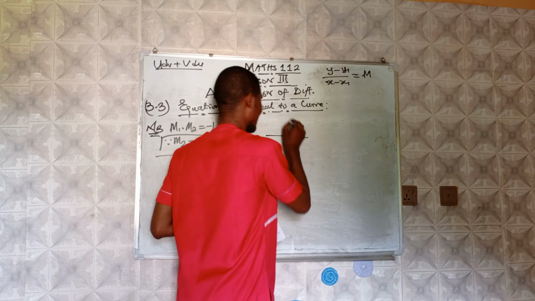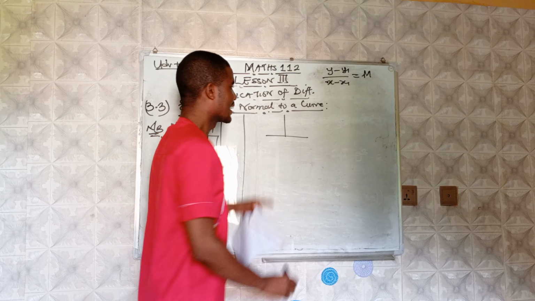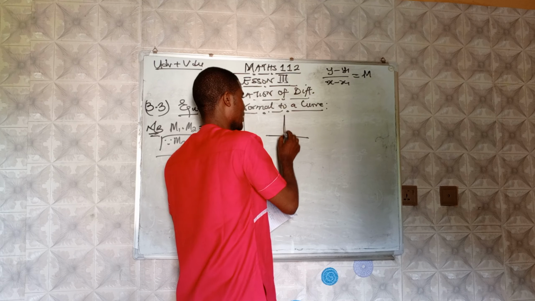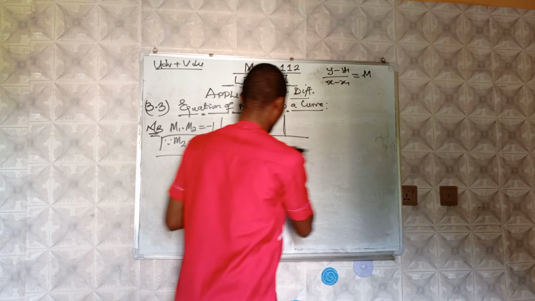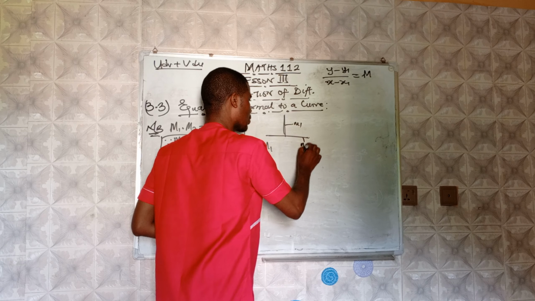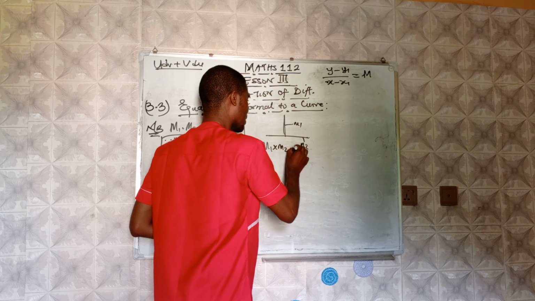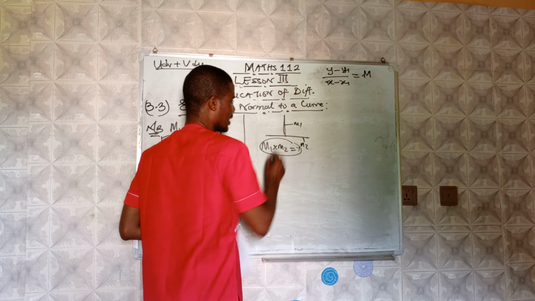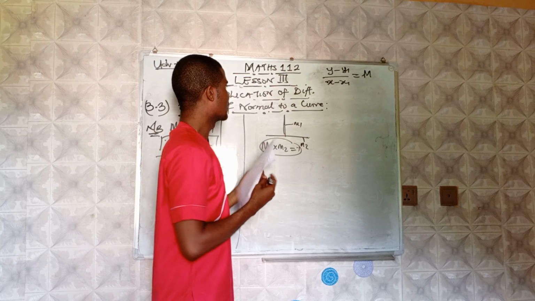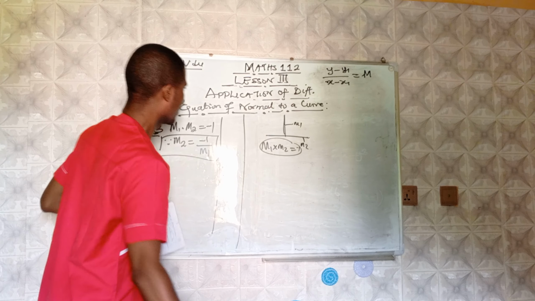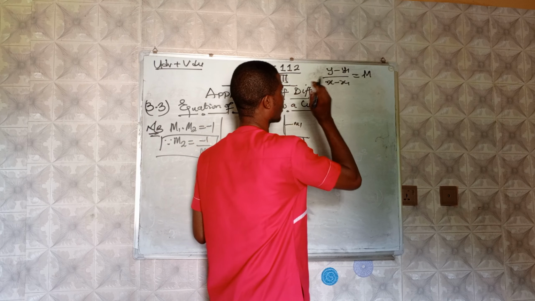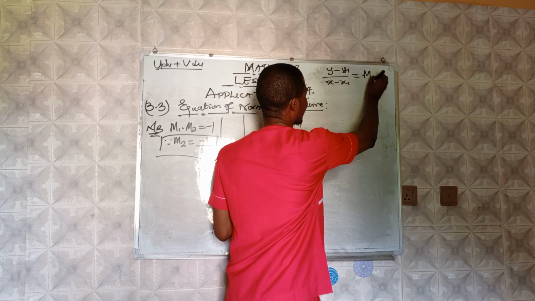For you to say that two lines are perpendicular to each other, it means that if you find the slope of this one and the slope of this one and multiply them, it will give you -1. That means m1 for this one and m2 for this one should give me -1. If this is the case, then this line is perpendicular to this line. So in that case, the slope we are going to be using is m2.